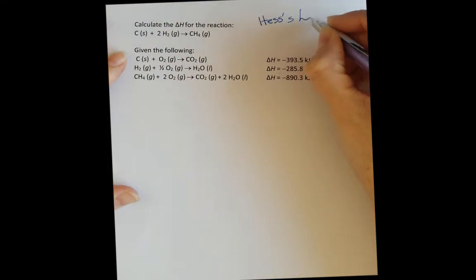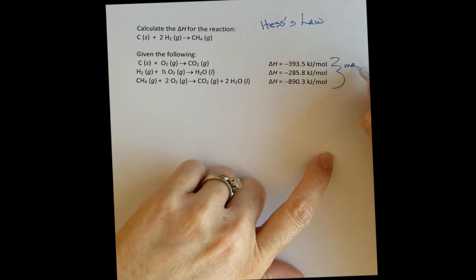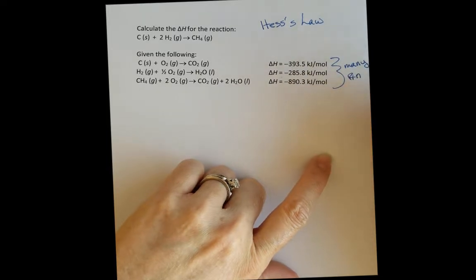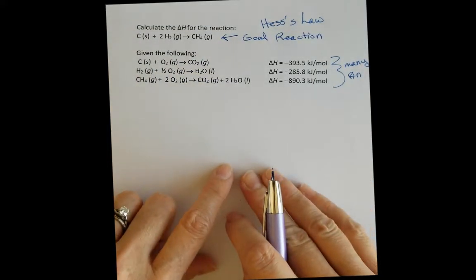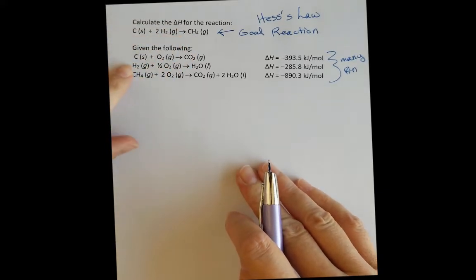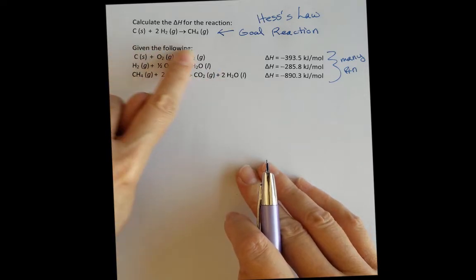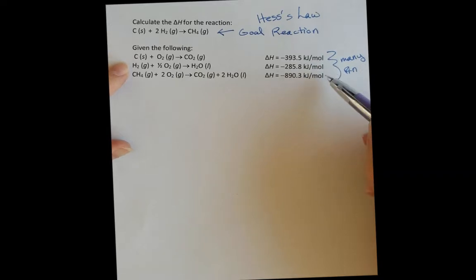Whenever we have problems like this, it's actually what we call a Hess's law problem. The reason I know that is because we have many reactions and one goal reaction. The goal is to calculate the delta H, or that enthalpy value, for this given reaction. And we know all of this stuff. So what we're going to do is add and potentially multiply and maybe even reverse some of these reactions in order to get this.